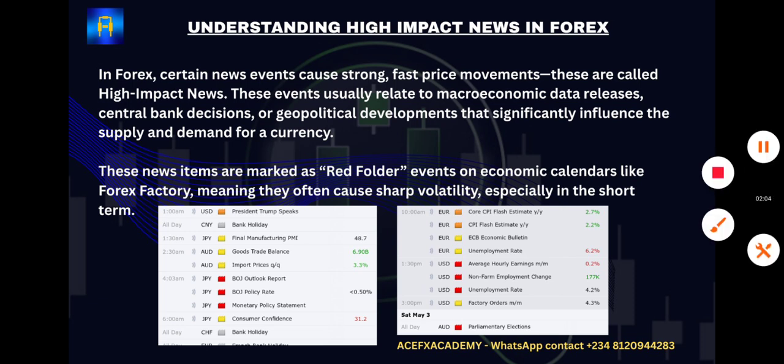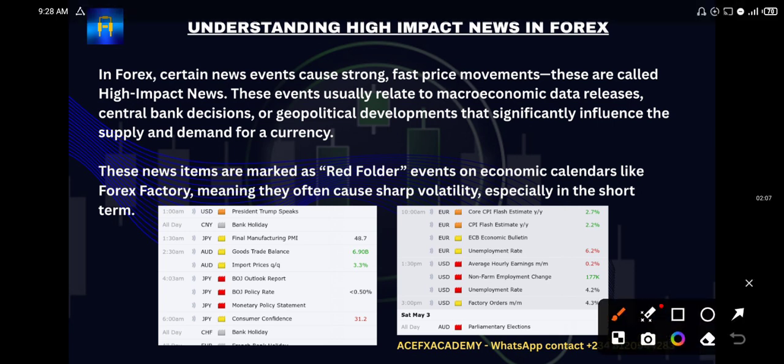You can see some of them here. I just use this to illustrate. You can see some of the red ones here, and you can see some of the names. You can see USD. That one will affect the USD pair. You can see the JPY. That one will affect the JPY pair, so on and so forth. These are very, very high impact news.